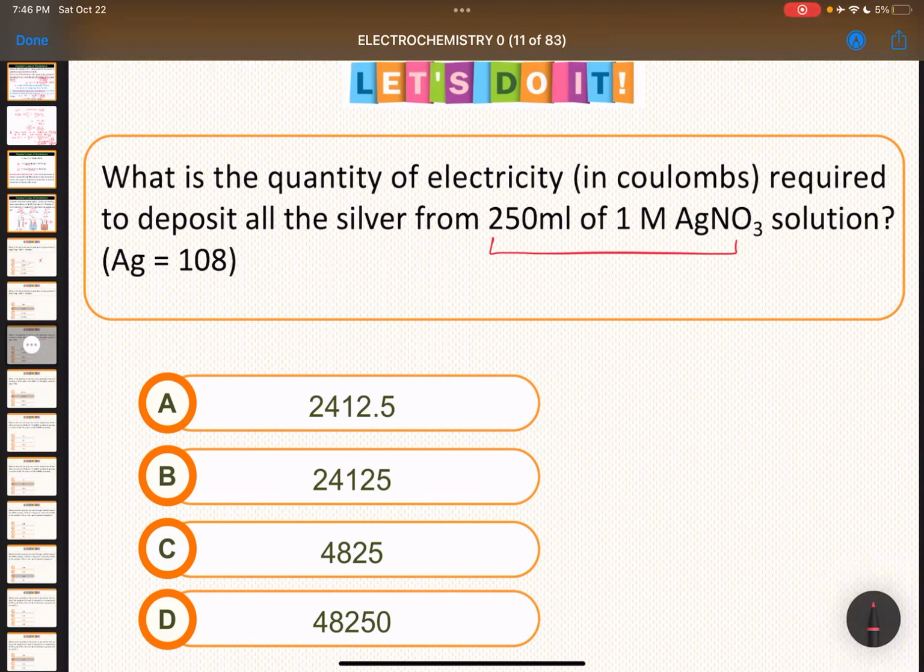Mole says molarity into volume in liters. Understood? Yes. So how many moles? Volume is how much? Is it 1 liter or 1/4 of a liter? 1/4, 250 ml.